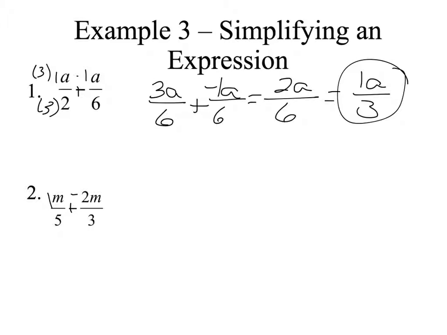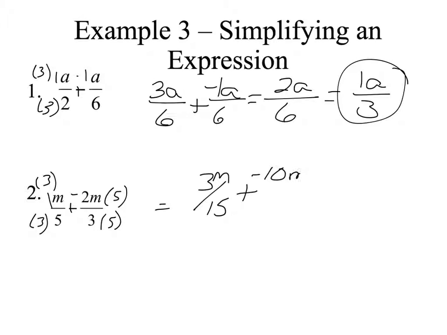Change subtraction to plus the opposite in the second one. Put a variable in front of that m. Need to find a common denominator. Easiest one's going to be 15. So multiply by 3 for the first one. Multiply by 5 for the second one. That's going to give me 3m over 15 plus negative 10m over 15. Add my numerators, that's negative 7m over 15.